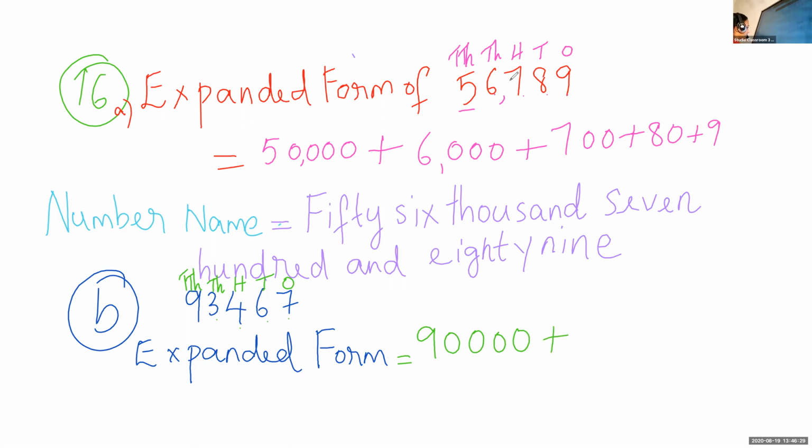Plus. Okay. 3. Which place? 3,000. Very good. So we should have 3 zeros. Plus. Tell me, what's the next number? 400. Very good. Plus 60. Plus 7. Very good.